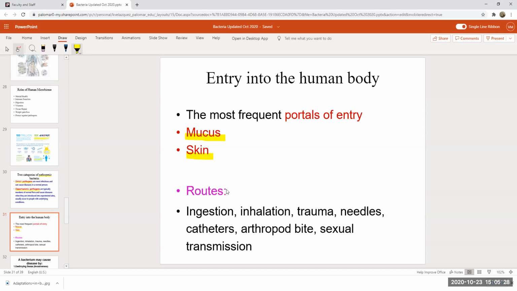Routes of entry into these areas: ingestion, meaning you eat them; inhalation, you breathe them in; trauma, an injury; needles, catheters; an arthropod bite. So this means a spider, a scorpion, a tick, an insect; or sexual transmission.